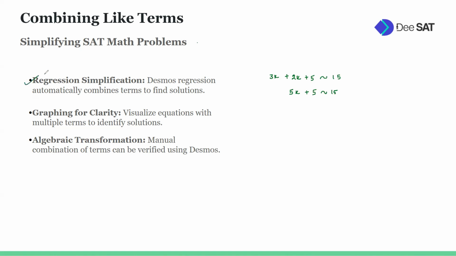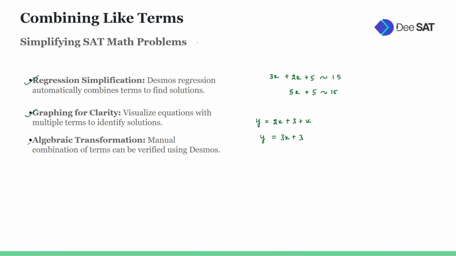The second one is graphing for clarity. When you have equations with multiple terms, graphing them in Desmos provides a visual representation of their solutions. For instance, if you input y equals 2x plus 3 plus x into Desmos, it will display a simplified graph of y equals 3x plus 3. You can then use the graph to identify solution points visually.